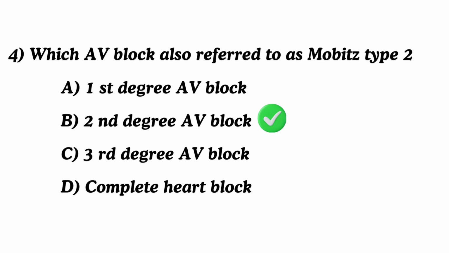First degree AV block, in this condition, prolonged PR interval can be seen in ECG. In third degree AV block, other name is complete heart block. It is a condition with a complete dissociation between atrial and ventricular systole, or no impulses from the atrium conducted to the ventricle.